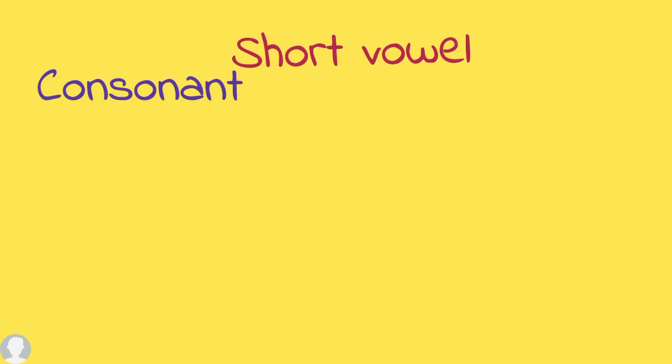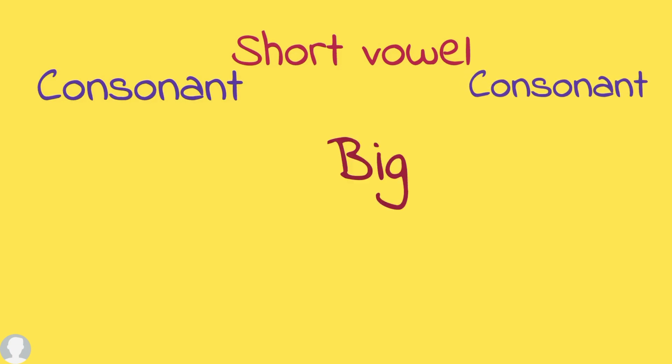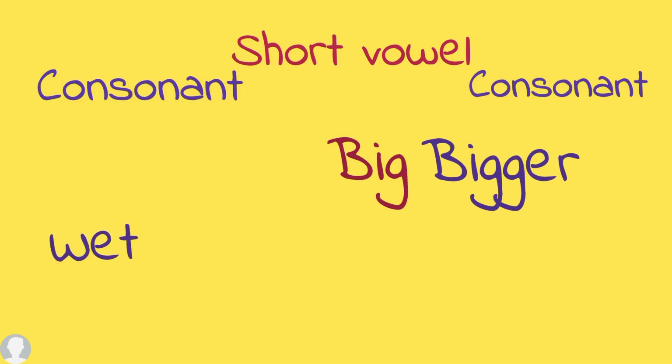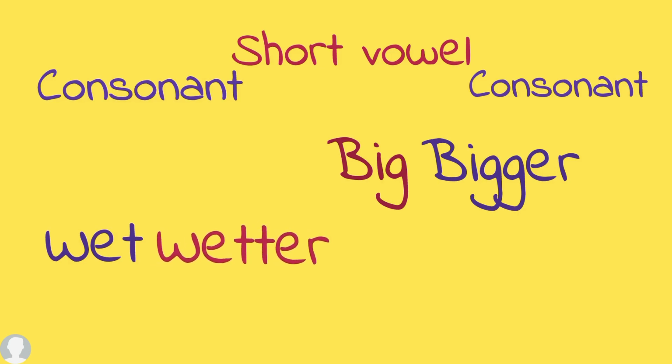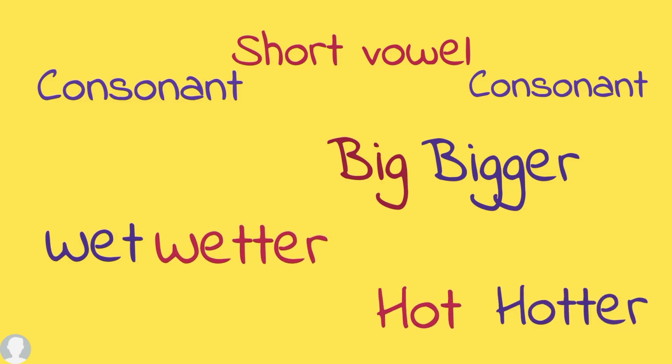For adjectives with a consonant, short vowel, consonant spelling, the final letter is doubled before adding the ending. For example, big, the comparative adjective would be bigger. So we've doubled the final letter G and added the ending -er. And the same thing for wet and hot.